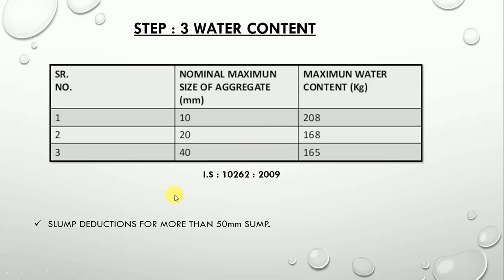Now as you can see in this note at the end, there is a slump deduction for more than 50 mm. Now what is slump? Slump is a very simple test which is done for checking the workability of concrete, and this whole table is applicable for slump of more than 50 mm.